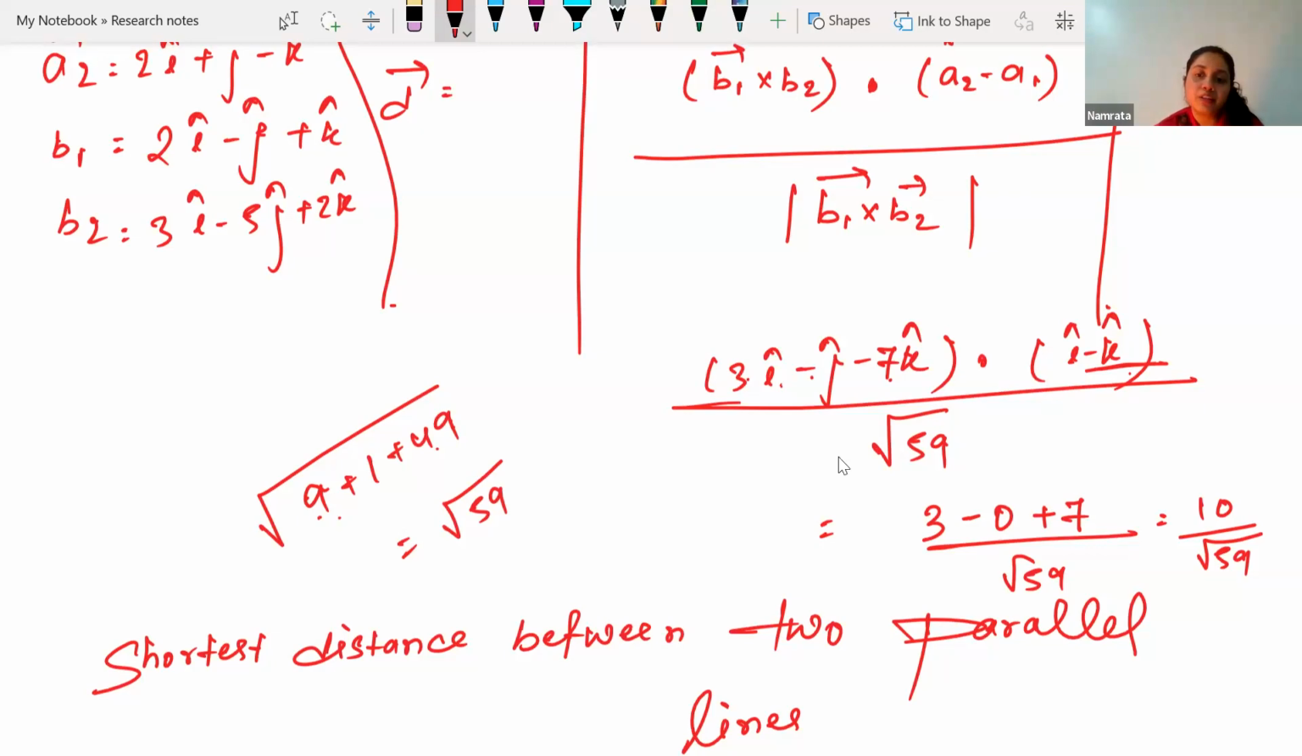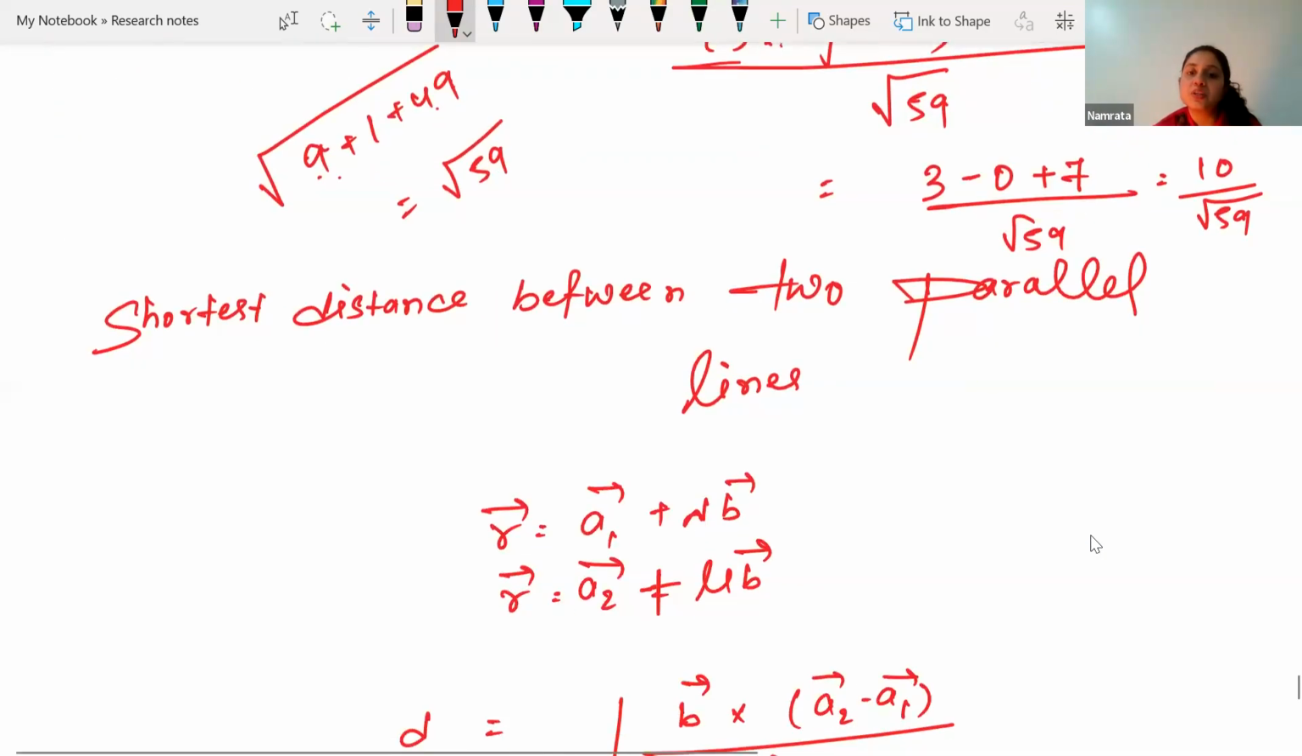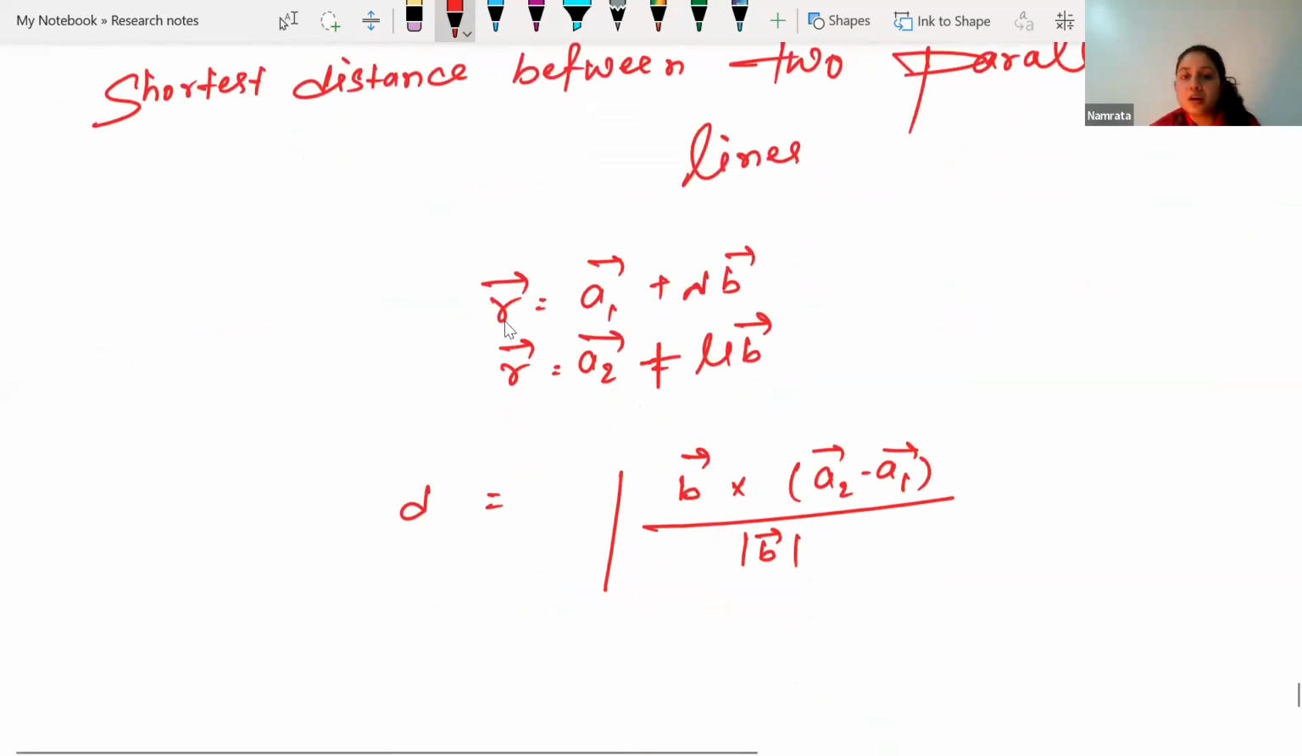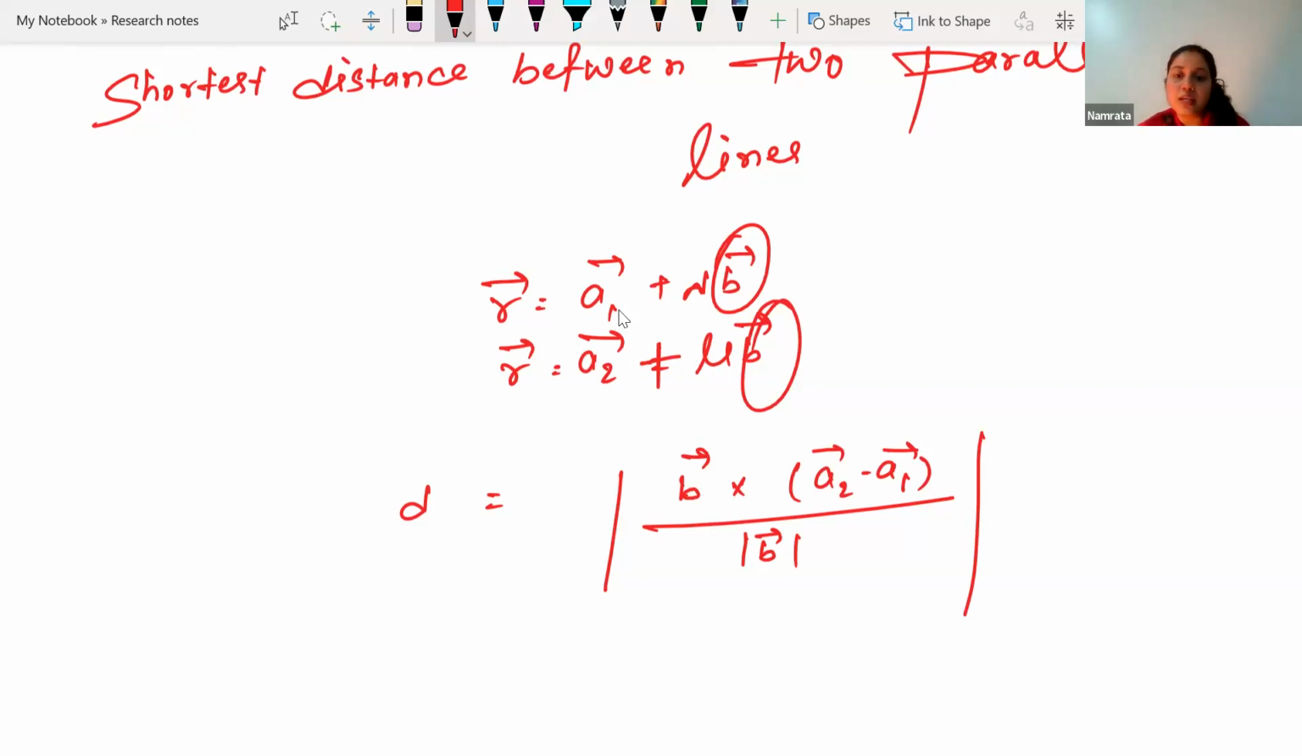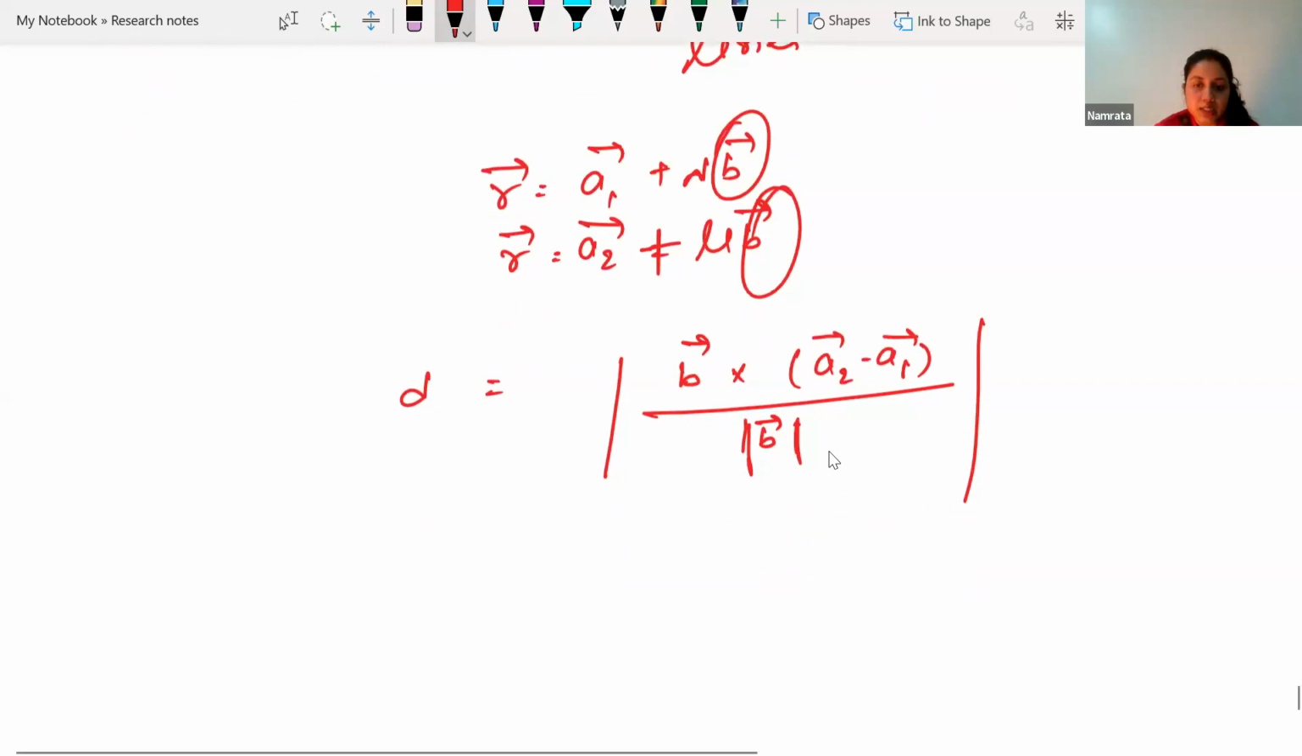Similarly, here we are having the formula for shortest distance between two parallel lines. In the same format, in vector form, r = a1 + lambda b, and here this is also b, because these two lines are parallel lines. Previously it was skew lines, the pair of skew lines. So the formula for this is the magnitude of b cross (a2 minus a1) over the magnitude of b. Now, let me take one question related to this.